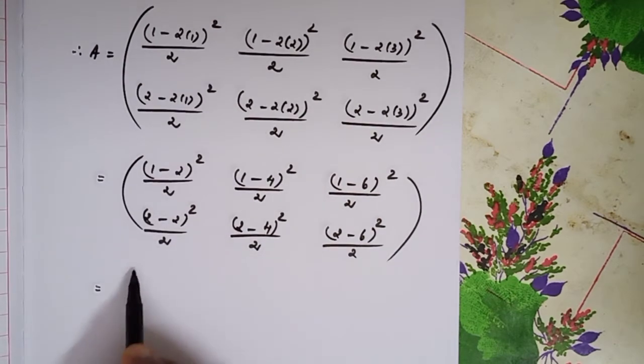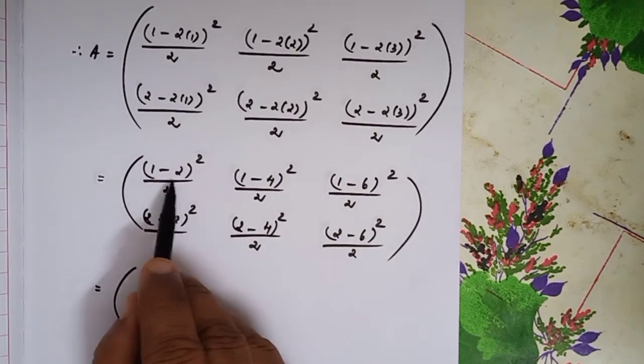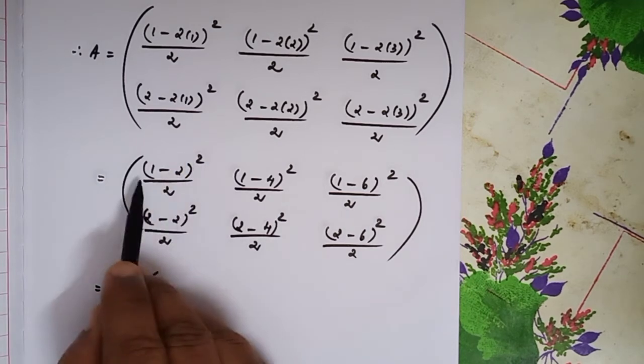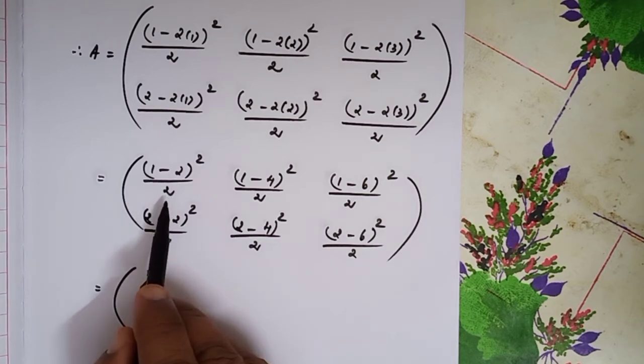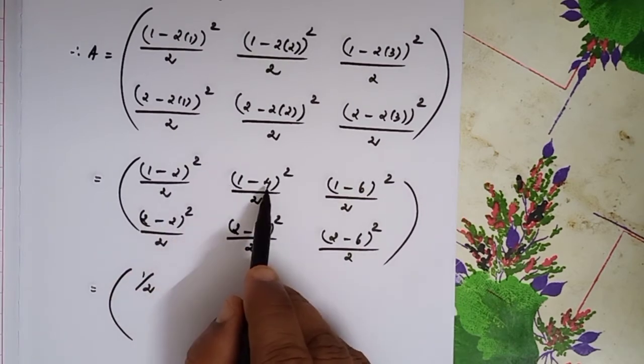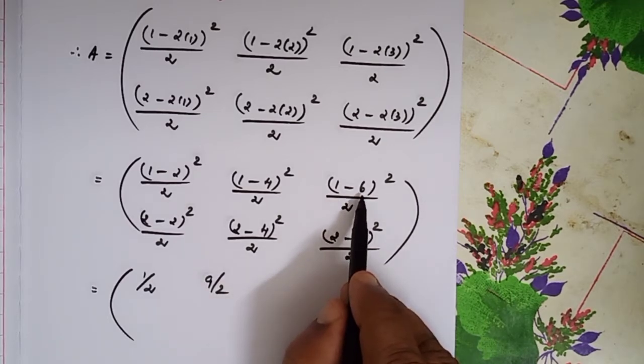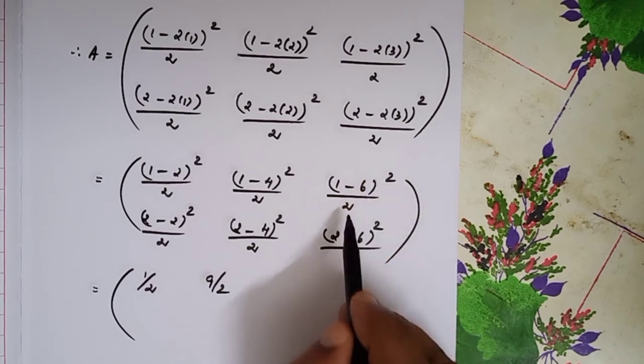That is equal to, now you can directly write 1 minus 2 that is equal to minus 1. Minus 1 whole square is 1 divided by 2. The square is only for the numerator, not for the denominator. So 1 minus 4 that is equal to minus 3. Minus 3 the whole square is 9 divided by 2. And 1 minus 6 that is equal to minus 5. Minus 5 the whole square is 25, 25 by 2.